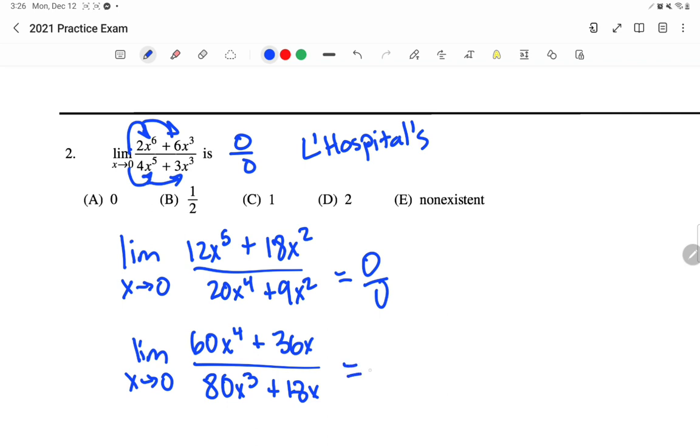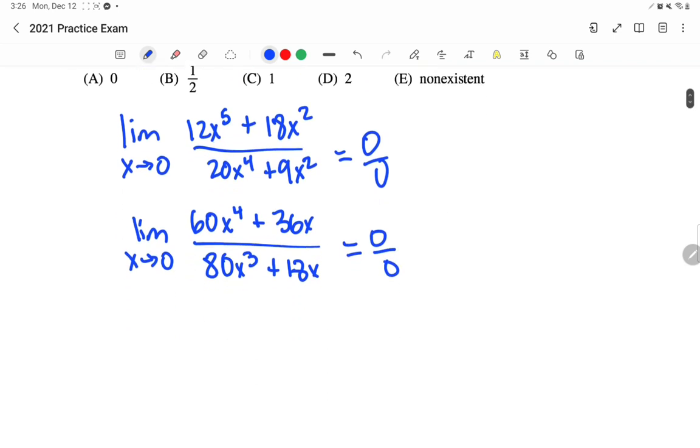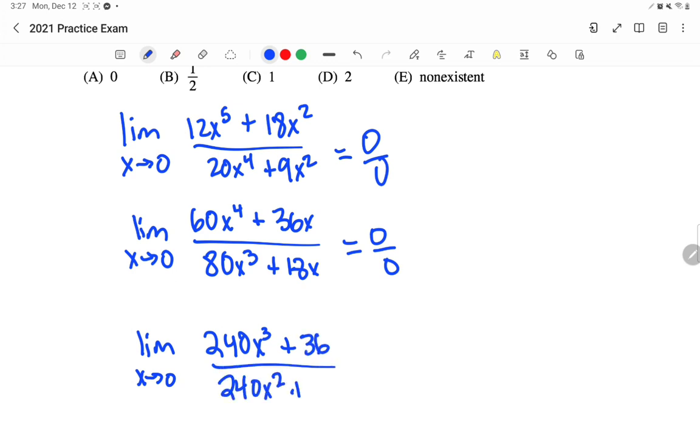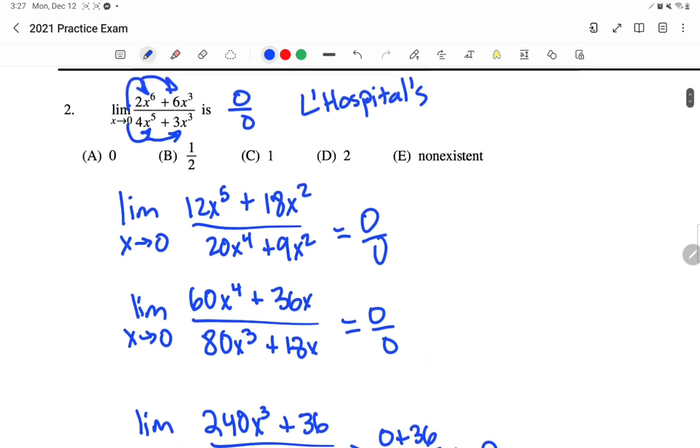This is going to be 0 over 0 again. Then we'll do it another time. The limit as x approaches 0 of 240x cubed plus 36 over 240x squared plus 18. And this will be 0 plus 36 over 0 plus 18, or 36 over 18, which is just 2.